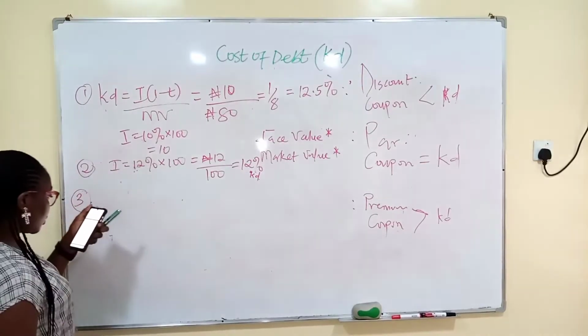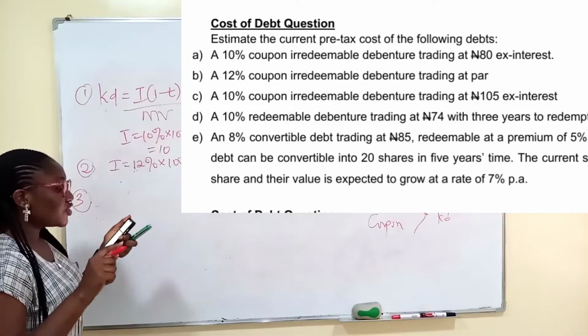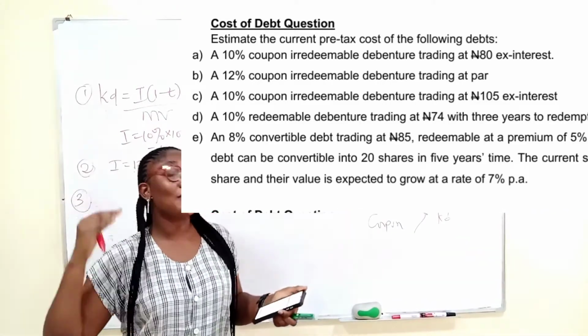Let's go to the next question. It said a 10% coupon irredeemable debenture trading at 105. 105 is higher than par. It's trading at a premium.